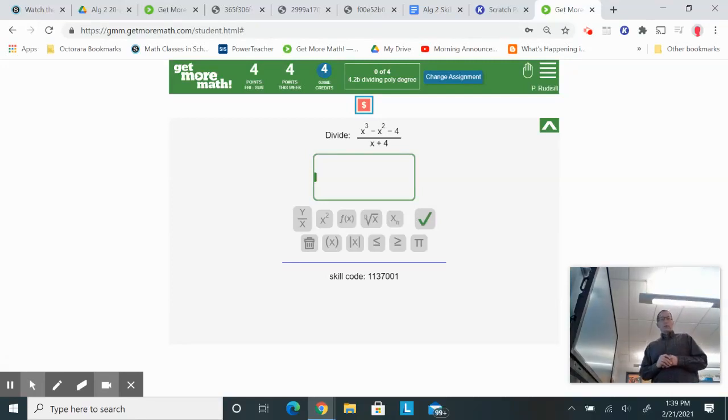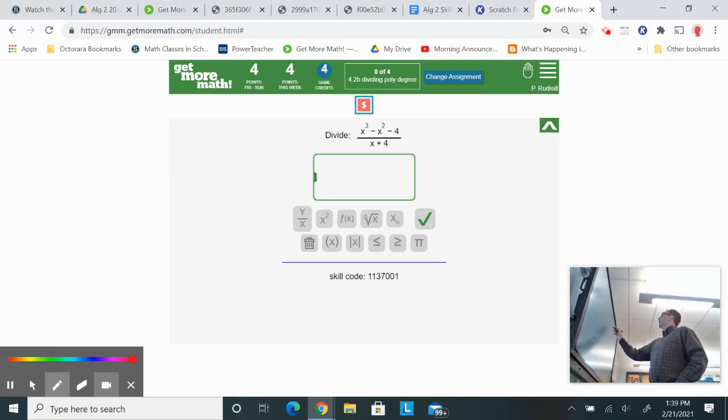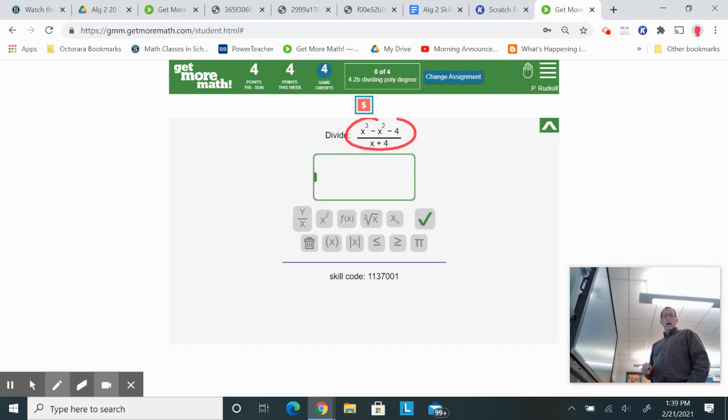Okay, in this video, we're going to do some more division of polynomials, but this time we're going to have a 3 or 4 degree polynomial divided by a first degree polynomial. So as you can see, we have our division. I'm going to take the numerator, put that in my long division box. I'm going to divide it by the x plus 4.